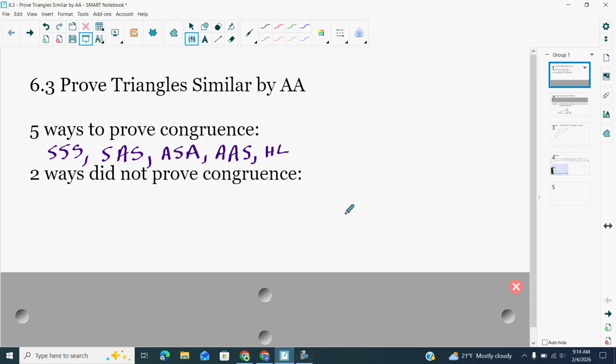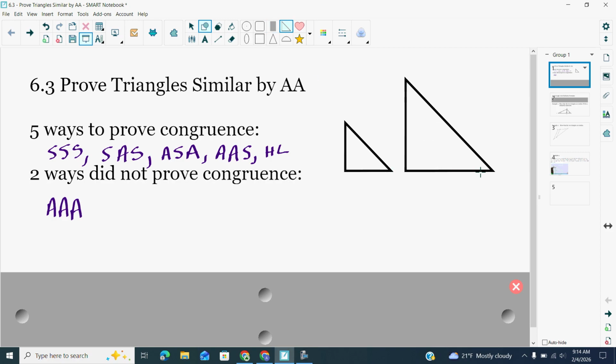And then we also briefly talked about ways that you might think could prove congruence, but did not. One is if we had three congruent angles. That does not prove congruent triangles. We could have two triangles that are exactly the same shape, where these angles are the same, and these angles are the same, and these angles are the same. But they are not congruent triangles because they're different sizes.